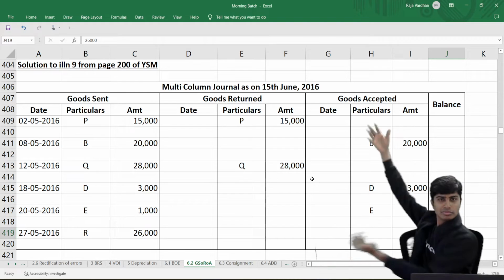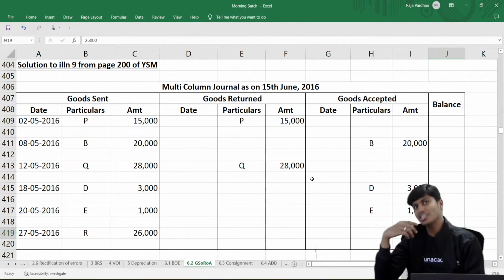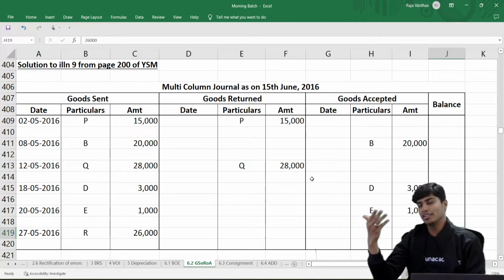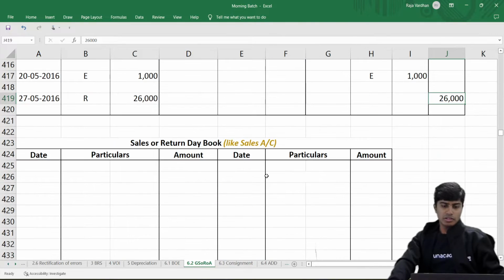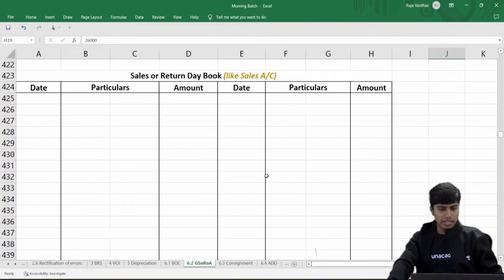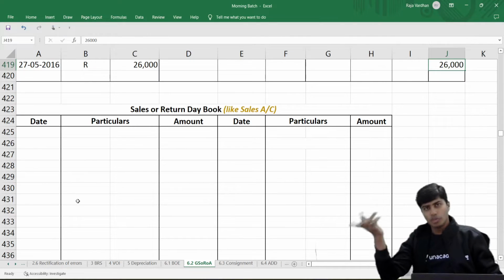Ta-da! This is way simpler, no? This is done when the number of transactions is more, when it's more frequent. And we'll do the last question from this topic. Oh, before that, have they asked us to prepare the ledger as well? Okay, seller return account and customer pay account. Fine, we'll do that also. I thought we'd do it in the next problem, but we'll do it here.